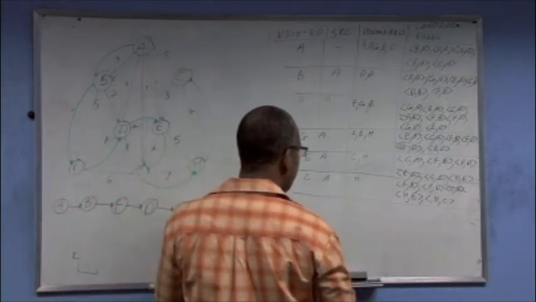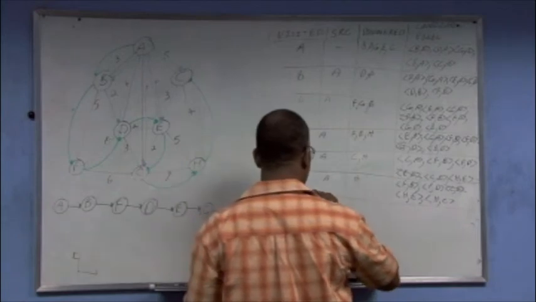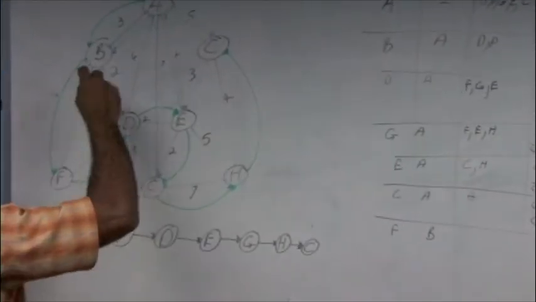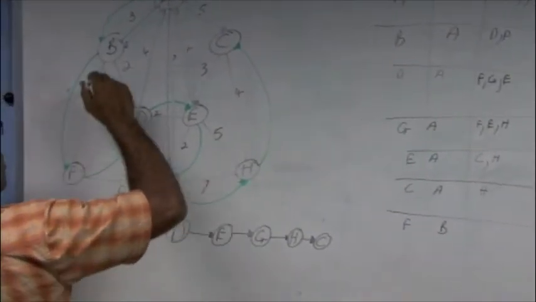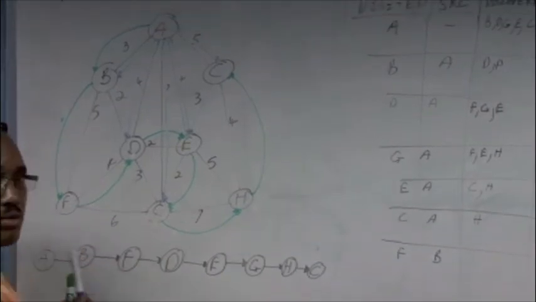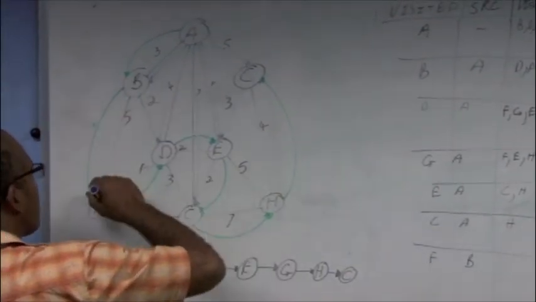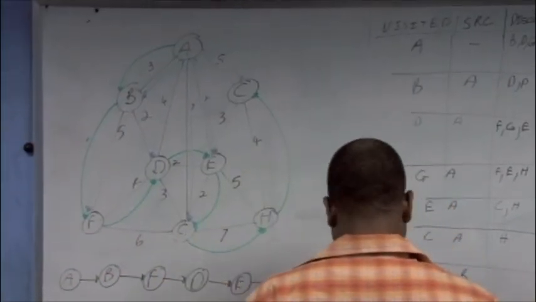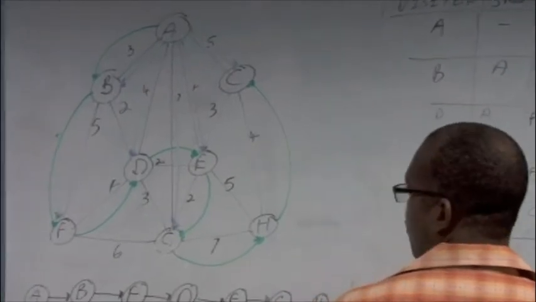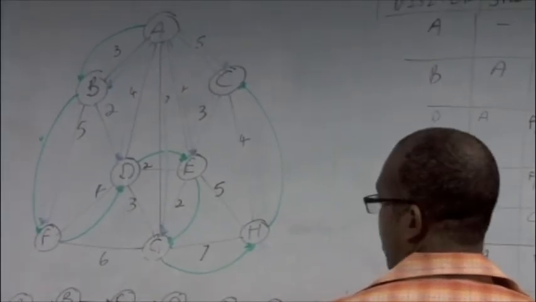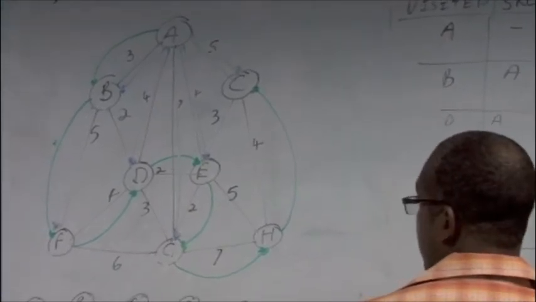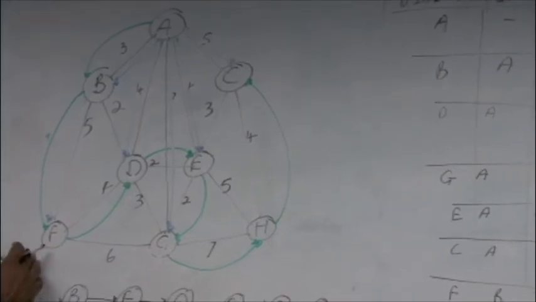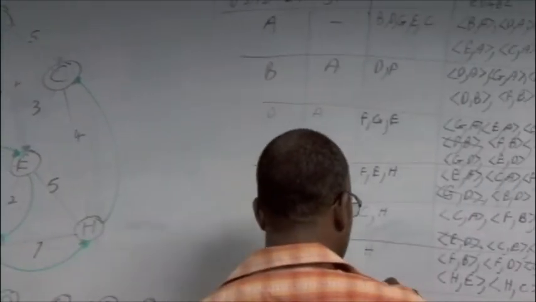Now then we're going to visit F from B. So what we've done is come from this point here and do a traversal down there. So from F we can see D and G, but they were both already visited, so there's nothing new that can be discovered from F. So just put a dash here.